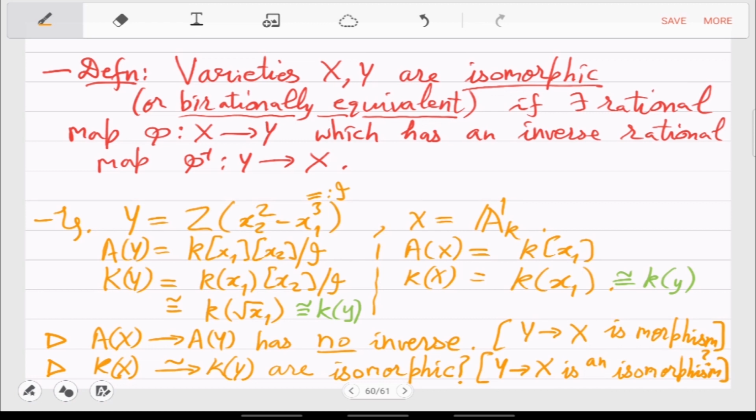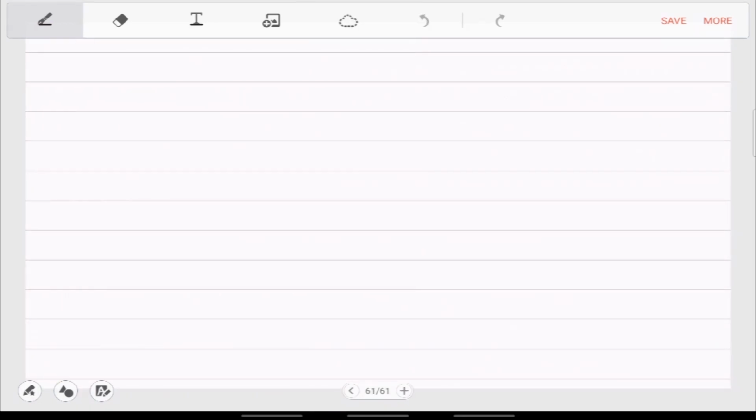The question is, you have k(t) and k(square root t). This field is isomorphic. No, obviously, if t is a formal variable, they are isomorphic. But is it a degree 2 field extension? No, these are just formal variables. So what is the reverse arrow? I give you k(t), and then I give you k(square root t).